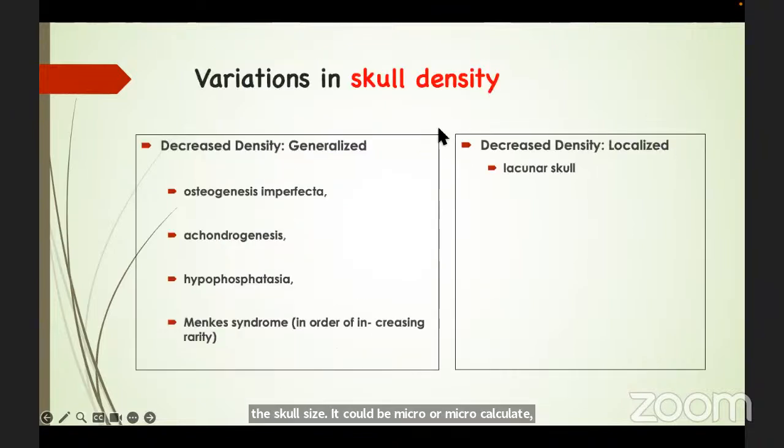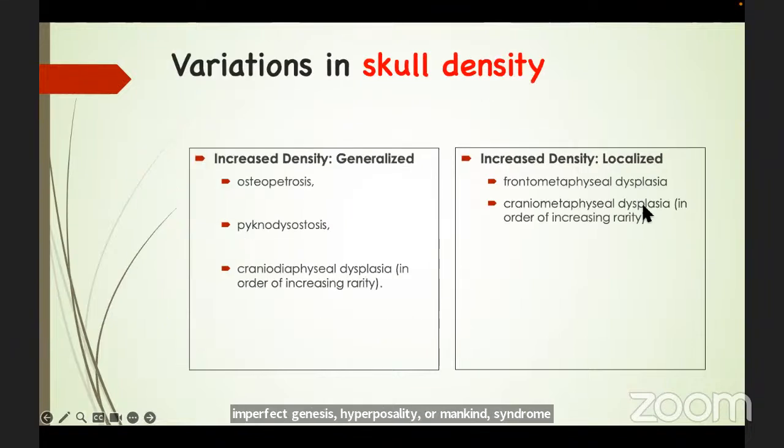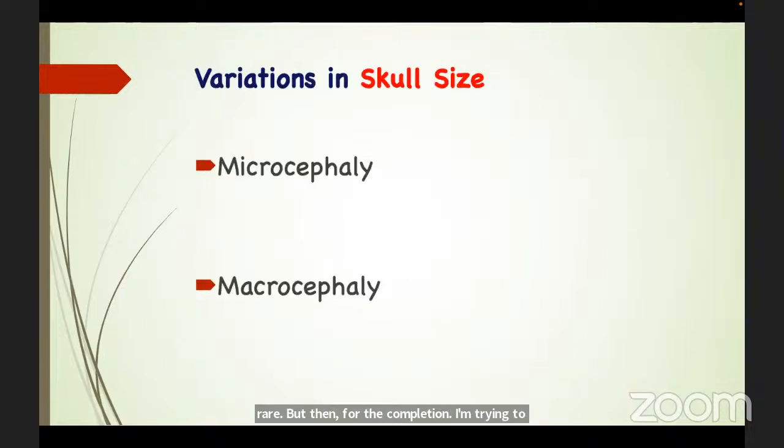If you look at the density problems, generalized decreased density could be osteogenesis imperfecta, achondrogenesis, hypophosphatemia, or Menkes syndrome. In decreased localized, it could be a lacunar skull. In increased skull density, it could be osteopetrosis, pycnodysostosis, or craniofacial dysplasia. They are all very rare, but for completion, I'm trying to mention all of them. In localized, it could be frontometaphyseal dysplasia or craniometaphyseal dysplasia.